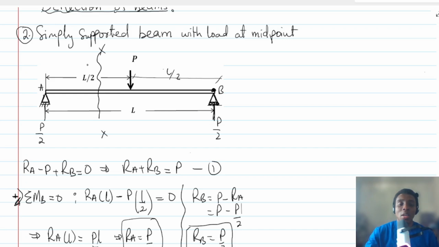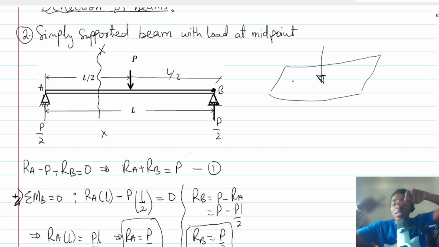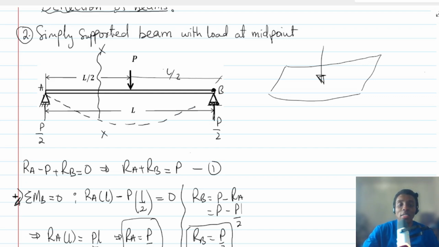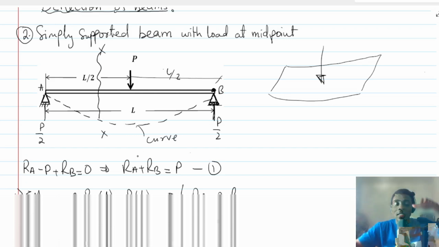Now let me try and explain something here. This is our simply supported beam. Because we have applied a load here, think about the simply supported beam like a ruler. Let's say you have a ruler and you apply a load at the middle. You see that the ruler will try to bend, right? If you press it inside, it will bend. So we are going to see a deflection which is characterized by something like this. You see that it is going to bend, and that bend is the deflection curve.